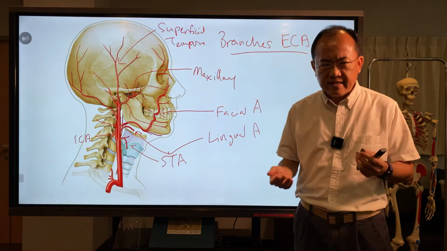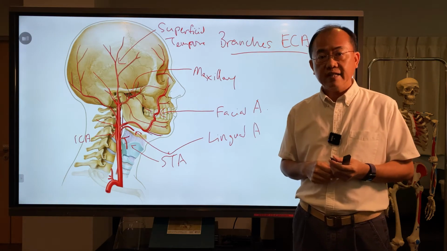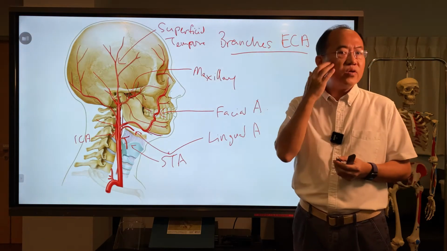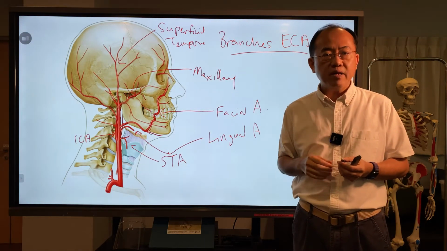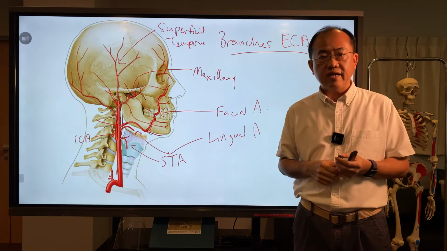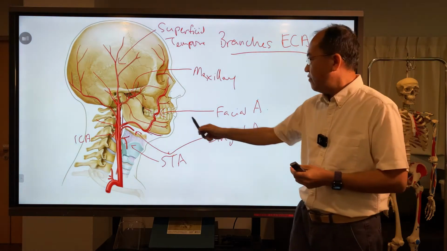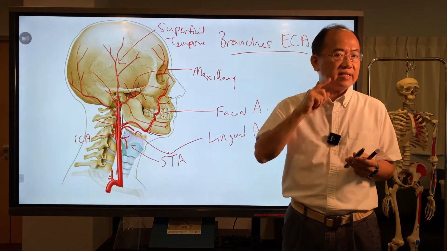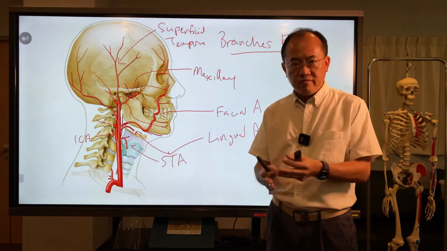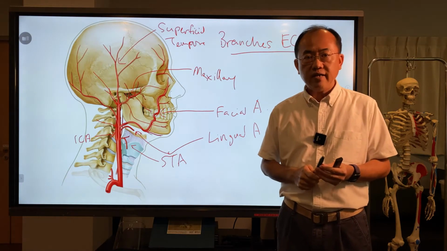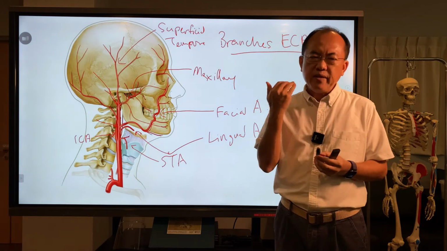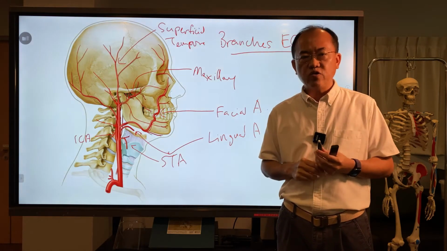Superficial temporal, quite easy to see when we do the face and scalp next week. Maxillary artery, when we explore deep to the mandible or maxilla, we can see the maxillary artery, a very important branch. Facial artery is very clear when we do the face and scalp next week. Superior thyroid, we're supposed to explore today. And then lingual artery is a little bit deep. If we don't see it, not to worry too much, right?